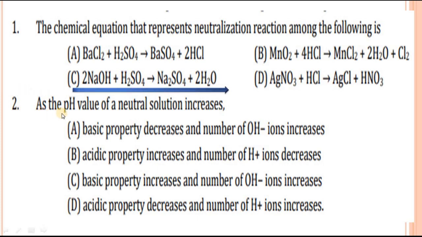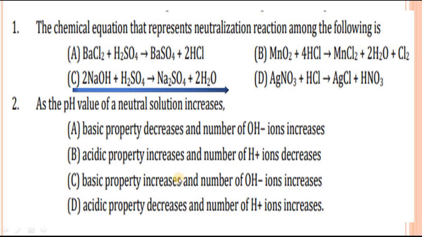Question number 2. As the pH value of a neutral solution increases. So the neutral solution pH value will be 7. Increases means it is moving from 7 to 14. When the pH value is between 7 and 14, it indicates the solution is basic, which means here the pH value increases, so the basicity will increase.